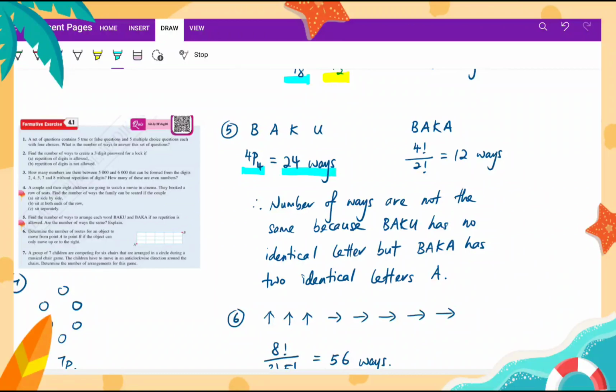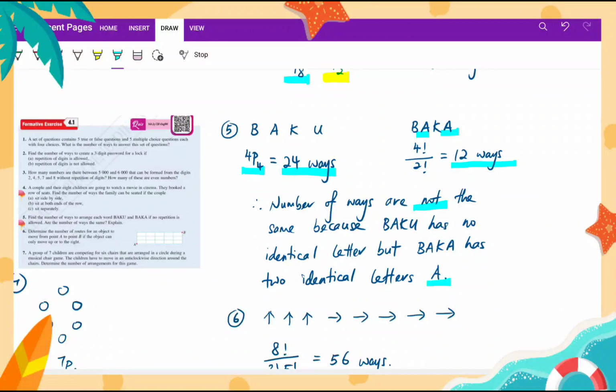For BAKA, we see 2 identical letters. So from the 4P4, we need to divide by 2 factorial for the 2 A's. So we have only 12 ways. So the number of ways are not the same because BAKU has no identical letters, but BAKA has 2 identical letters A.